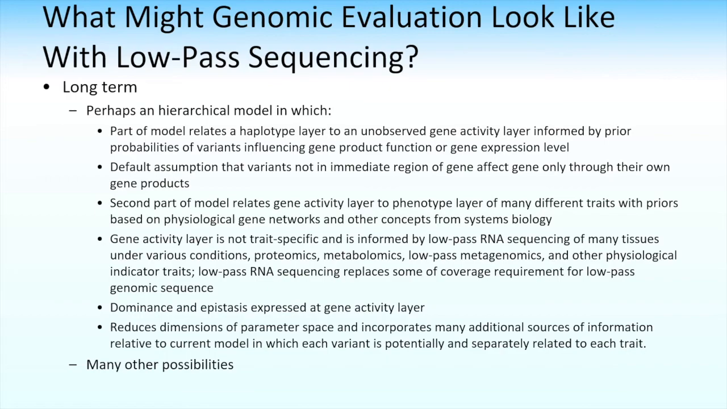The second part of the model relates the gene activity layer to the phenotypic layer of many traits with priors based on physiological gene networks and other concepts from systems biology. The gene activity layer would not be trait specific and would be informed by low-pass RNA sequencing of many tissues under various conditions, and also by proteomics, metabolomics, low-pass metagenomics, and other physiological indicator traits. The low-pass RNA sequence data could then replace some of the coverage requirement for low-pass genomic sequence. And under this approach, dominance and epistasis would be expressed at the gene activity layer. This approach reduces the dimensions of the parameter space and incorporates many additional sources of information relative to the current model in which each variant is potentially and separately related to each trait.